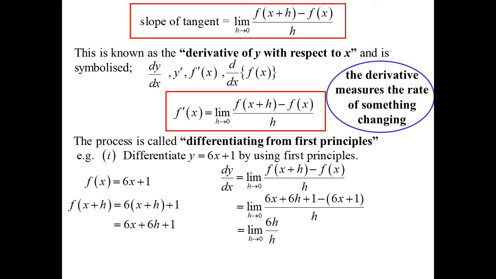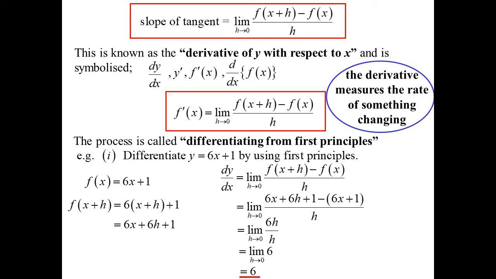That tidies up to be 6h on h. The h's now cancel: factorise and cancel. Because if I was to sub into that, I'd get that 0 on 0 problem. I'm left with a constant 6. Well, if it's constantly 6, it doesn't matter that h is approaching 0. Everywhere it's 6. So the answer to that is 6.